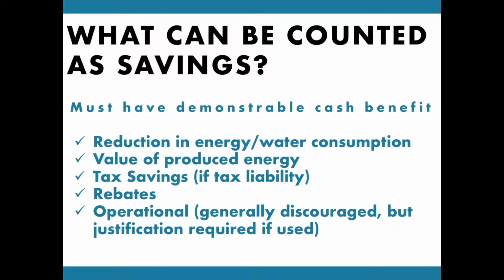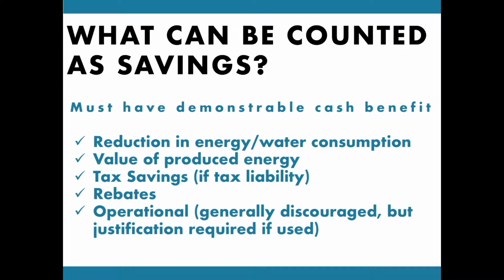Beyond that, there are a number of other things that you could count as savings. The first one is the value of any produced energy, so, for example, a production-based incentive, perhaps net metering, perhaps revenue from a PPA. The next one is tax savings, in the form of tax credits or depreciation, accelerated depreciation. The one caveat to keep in mind is that in order to claim tax savings, there has to be a tax liability associated with the entity that's going to take those savings, right? Because there has to be a cash benefit.